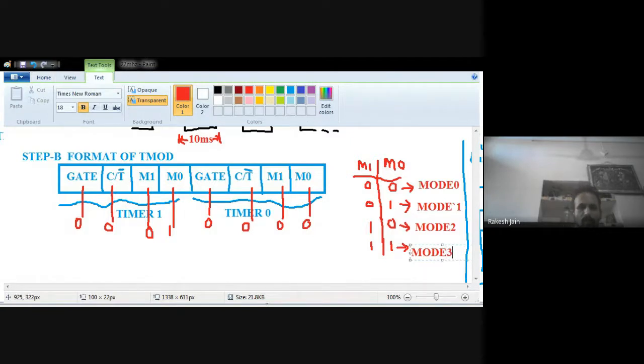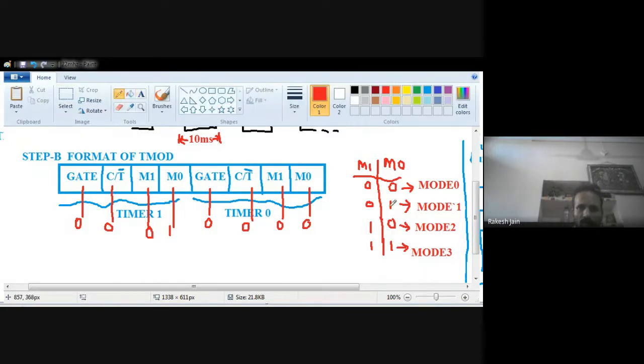Okay. So because we select mode 1, where the maximum count is 65536 as we used in our calculation, that's why here we put the value as 0. Okay. So now what is the value of T mode? So see, 0001 and 0000. We just see the hex value. 0001 is 1 and 0000 is 0. So T mode is 10H.